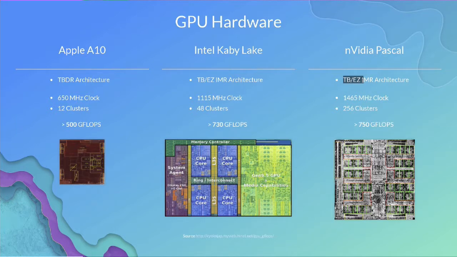10 or 20 years ago, everything was immediate mode rendering, and then just a couple of numbers: the frequency of the clocks and how many rendering clusters those chips actually have, and then the number of gigaflops, so the number of 10 to the power of 9 floating point operations that they can do. And you can see that Apple's chip here with 500 gigaflops is almost up to speed with Intel, and NVIDIA, being a dedicated graphics card, of course, wins the race, as it should.